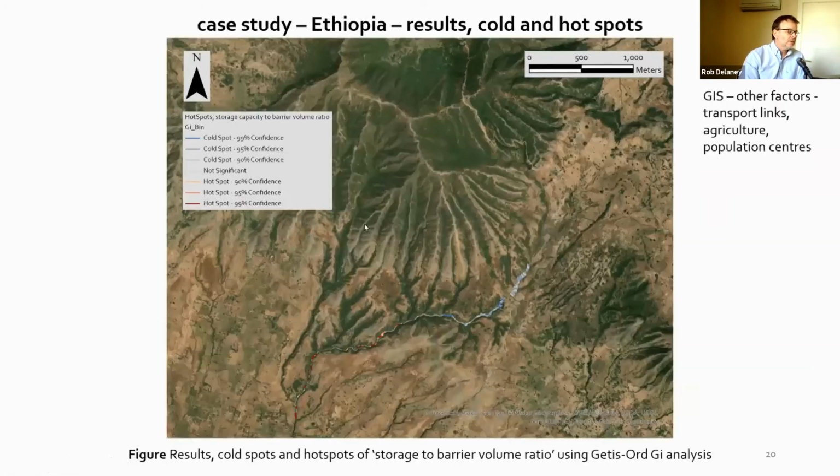And here again, it's the same data, but this time using hotspot analysis. And again, it's quite clear. You can see now the benefits of the GIS with the agricultural land. And you can see that the top reach of the river has got a lot of cold spots, but there are some red spots. So on the next slide, I'm just going to highlight the bottom reach of the wadi.